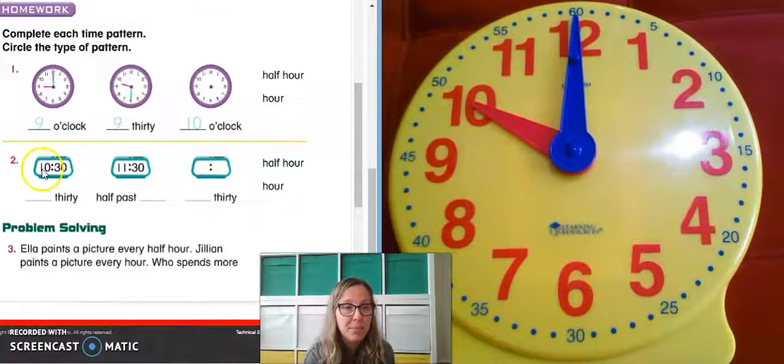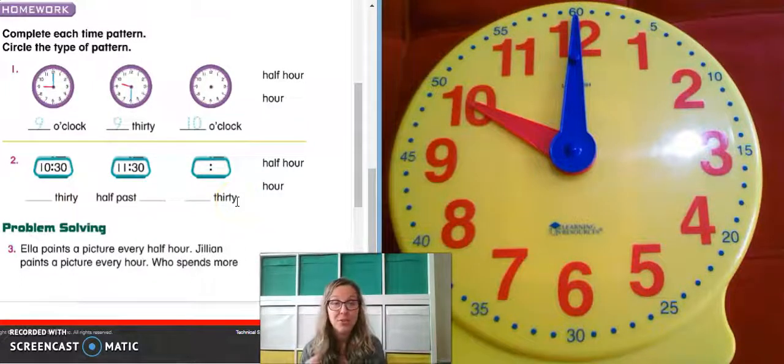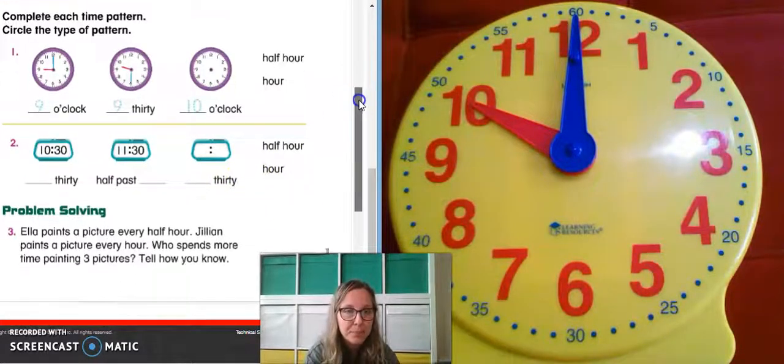And then looking at number 2 here, we have 10:30, 11:30, 12:30 would be our next time. So we've got put a 10 there, and then half past 11, and then 12:30. And those are hours. Even though it's 10:30, 11:30, and 12:30, we're moving a whole loop around the clock. So it's a whole hour going by. So it's an hour pattern.